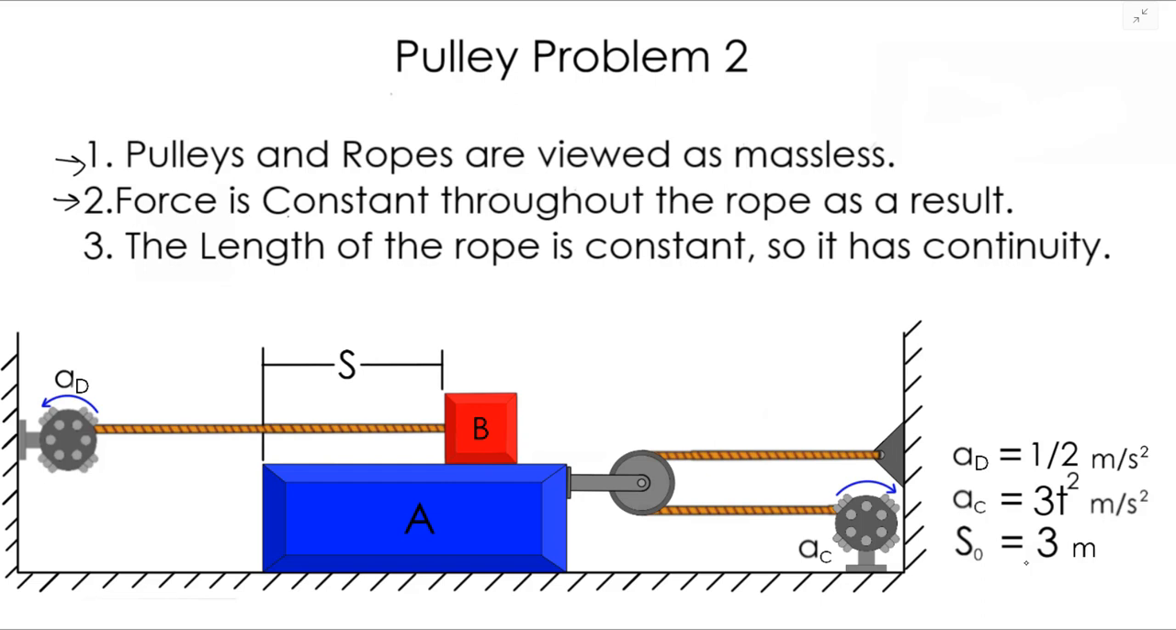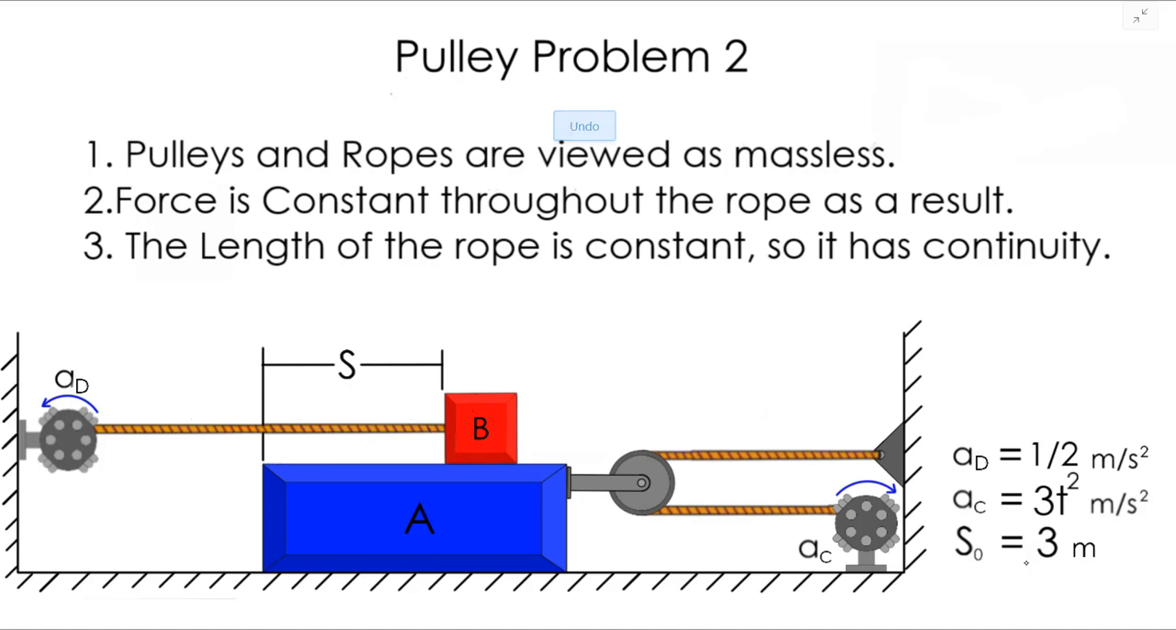So number 2, force is constant throughout the rope as a result. Basically we're just going to have one type of force for each rope. With this force, we would probably call it F. Throughout the whole thing, no matter how many turns it takes, we're going to have a constant force as well, tension, so just T right here, and then this one would just be F. So it's just constant tension throughout the whole rope.